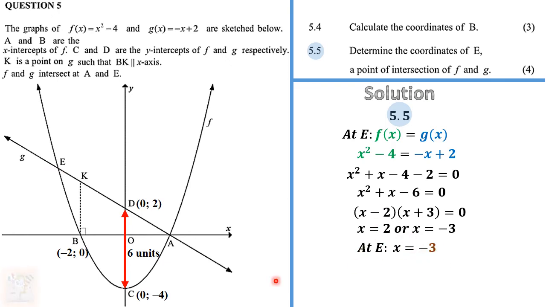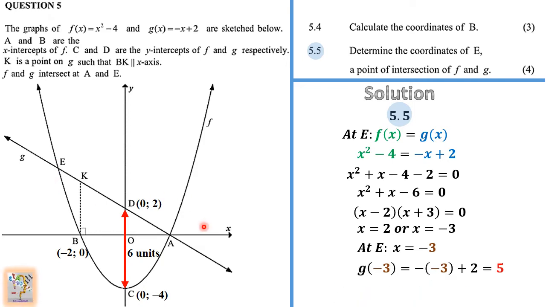But the question is, when we talk about the coordinates, you are actually talking about two values. You must have the value of x and the value of y. So we already know the value of x, which is minus 3, but we don't know the value of y. How am I going to get the value of y? You take x as minus 3, you substitute it in any of the equations, because this is a point on the two graphs. So e is a point defined by f of x, it's also a point defined by g of x, because at this point they are equal.